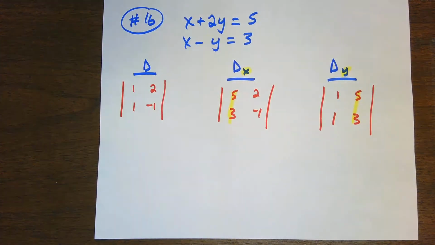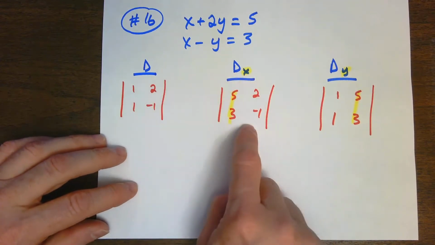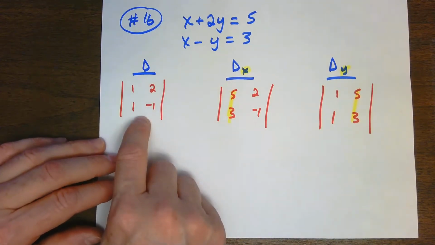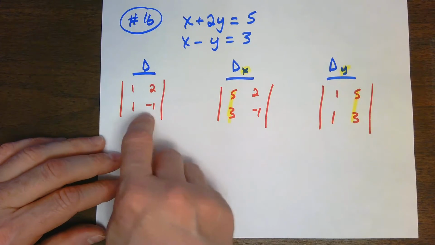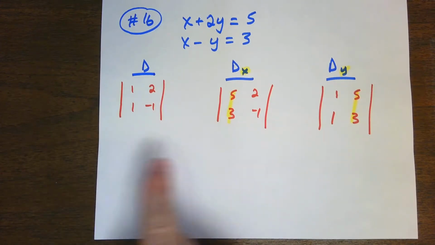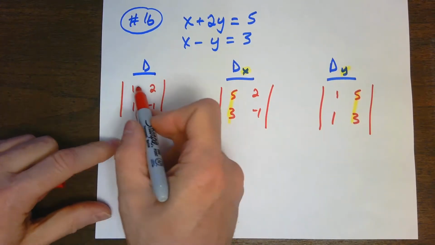If you can find these three determinants, then we know that the x value of the solution is going to be whatever this determinant is over that. The y value will be whatever this determinant is over that. So let's find the determinants. Again, use this trick.